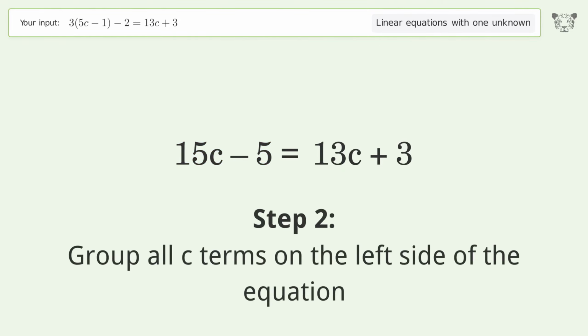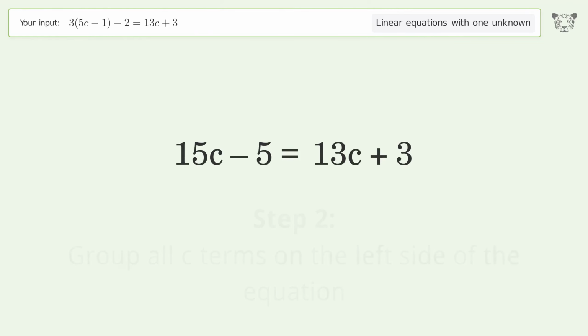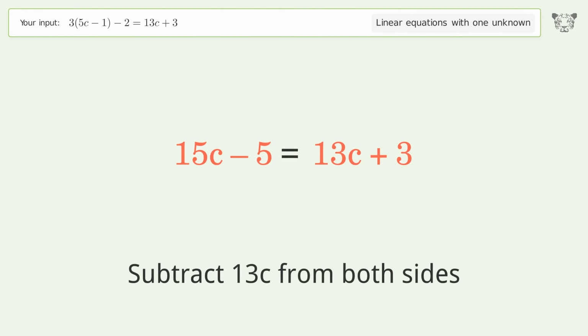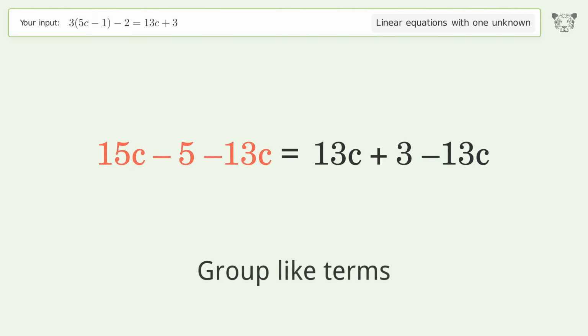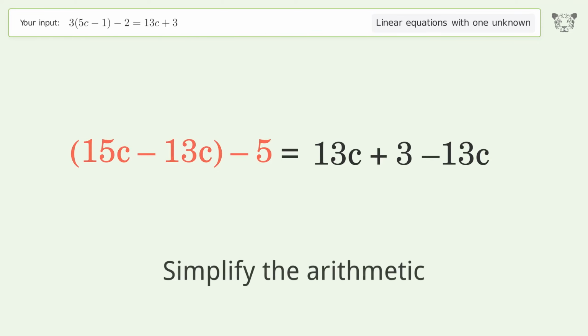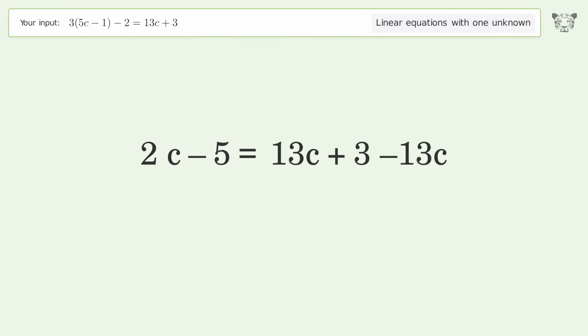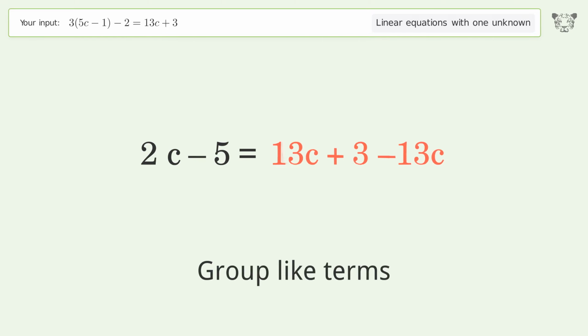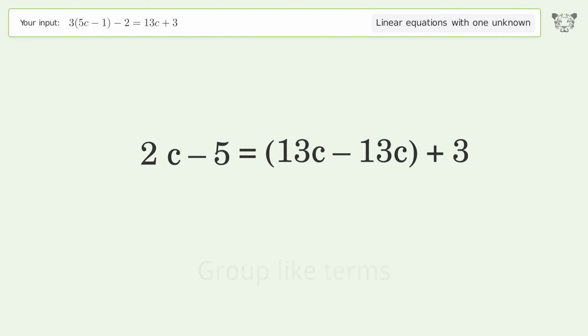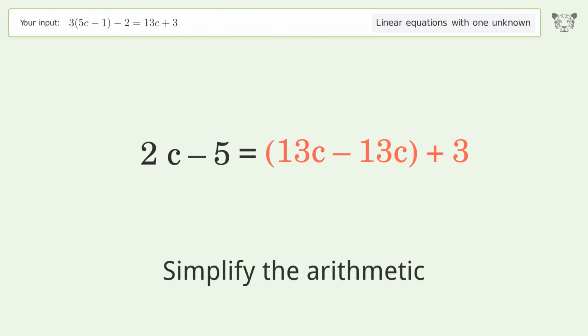Group all c terms on the left side of the equation. Subtract 13c from both sides. Group like terms. Simplify the arithmetic. Group like terms. Simplify the arithmetic.